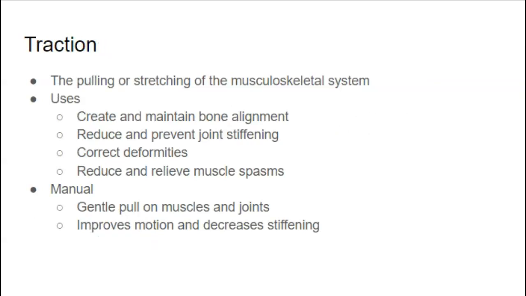Traction is where we're actually just pulling or stretching on the musculoskeletal system. What that can do is help put the bones back in alignment. And there's a number of different kinds of tractions. Especially when you're dealing with the vertebra, sometimes doing some traction on the vertebra can actually provide space in the disc area and can help alleviate joint tenderness and even help stretch out muscles.